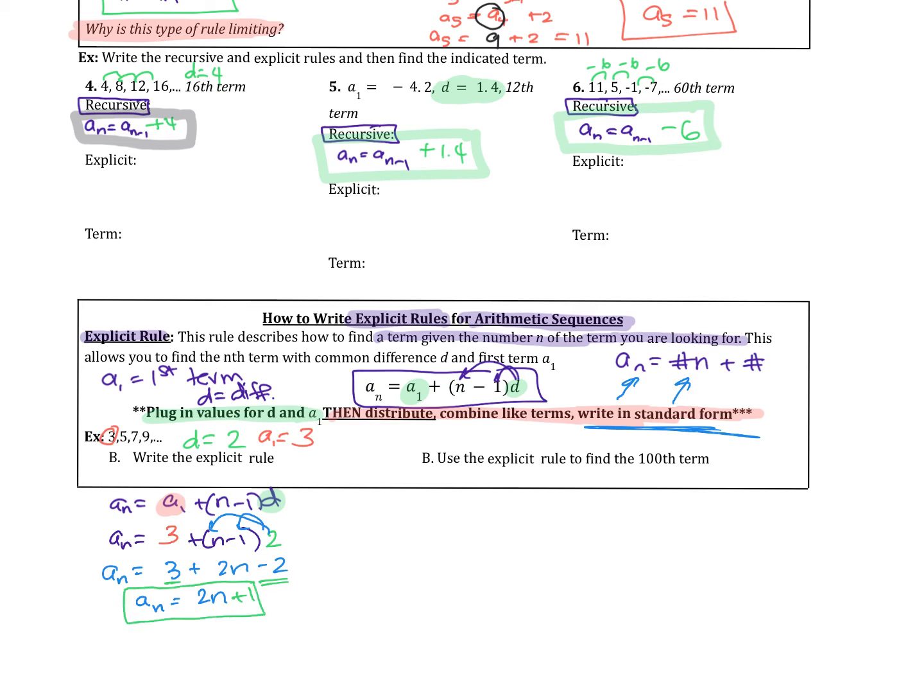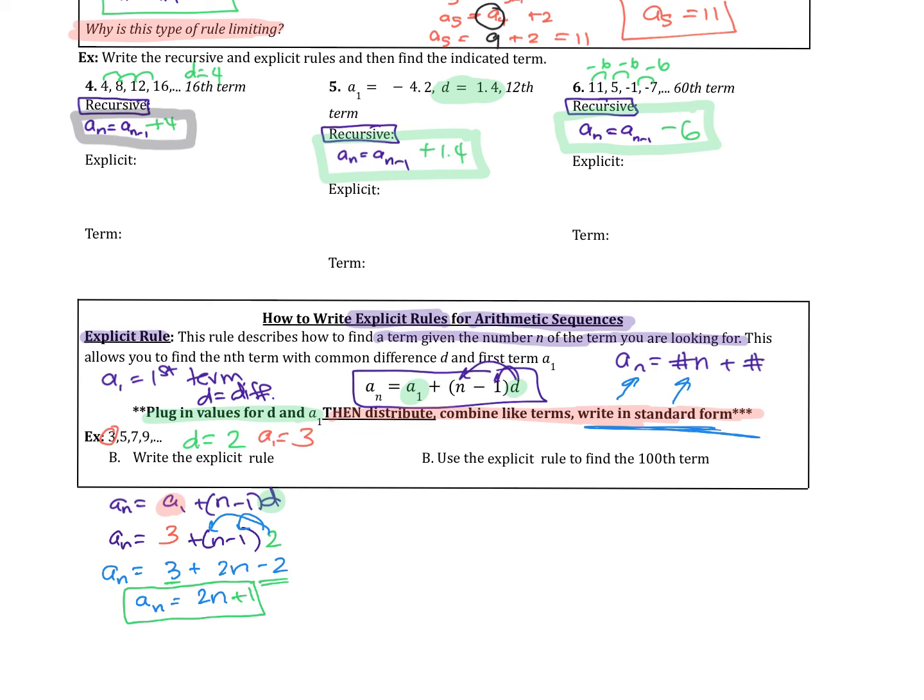So let's recap what we did. We plugged in A sub 1, the first term, and we plugged in D, the common difference. We plugged that into this formula in the box, A sub n equals A sub 1 plus n minus 1 times D. Then we distributed our difference. We multiplied 2 times n and times negative 1, and we combined like terms and made sure that we wrote our n term first.